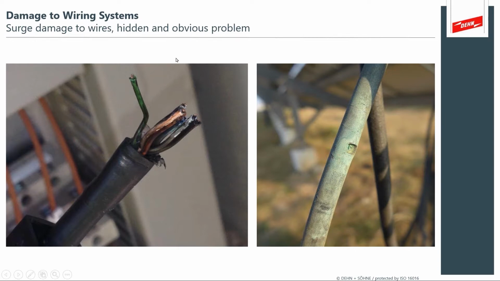When a wire is subjected to extensive surge, it may not be visible and obvious, and these are very hard to troubleshoot and find. And this is another reason why the application of surge protection devices is very important before you actually experience surge damage.